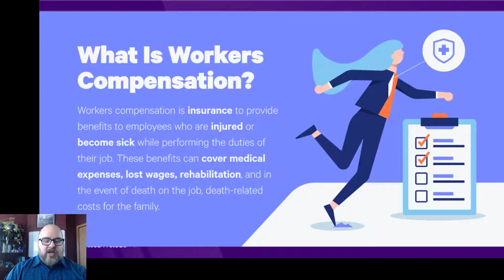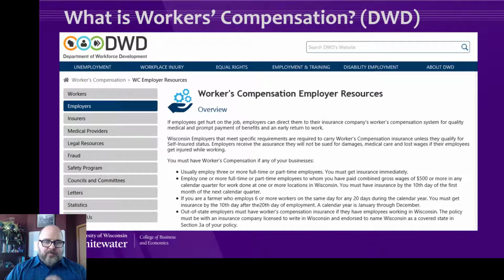The benefits that are covered, as long as the claim is not denied, range from medical to lost wages if it meets certain qualifications, to rehabilitation, possibly re-education, and expenses. But there are also allotments, depending on state law, for death on the job. There may be money for surviving children and spouse. It just depends on the state.